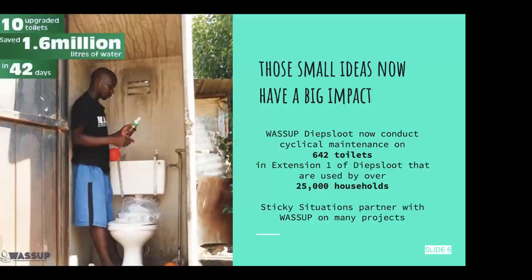So those small ideas from the students now have a very large impact. 10 toilets upgraded save 1.6 million liters of water over 42 days. WhatsApp Diepsloot now conducts cyclical maintenance on 642 toilets in Extension 1 of Diepsloot that are used by over 25,000 households. And Sticky Situations partners with WhatsApp on many of these projects.